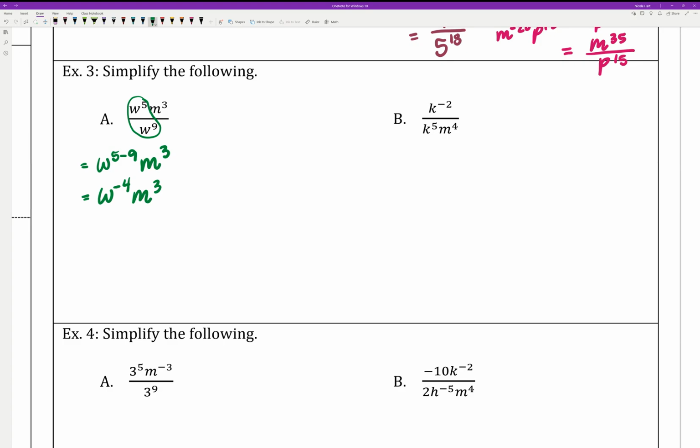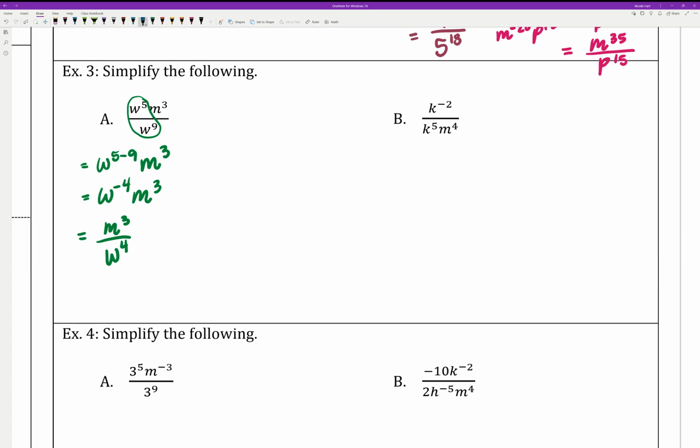Well, w to the negative 4, that negative exponent, is going to force it to move downstairs. The m to the power of 3 is not negative, so that can stay on top. That's going to stay upstairs. So m to the power of 3 over w to the power of 4 is our final answer for example 3a.